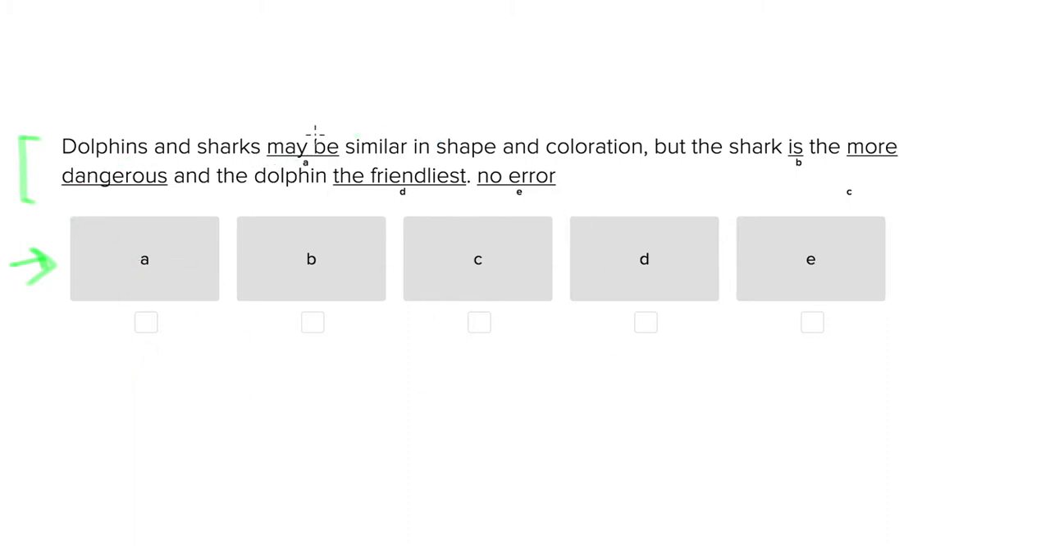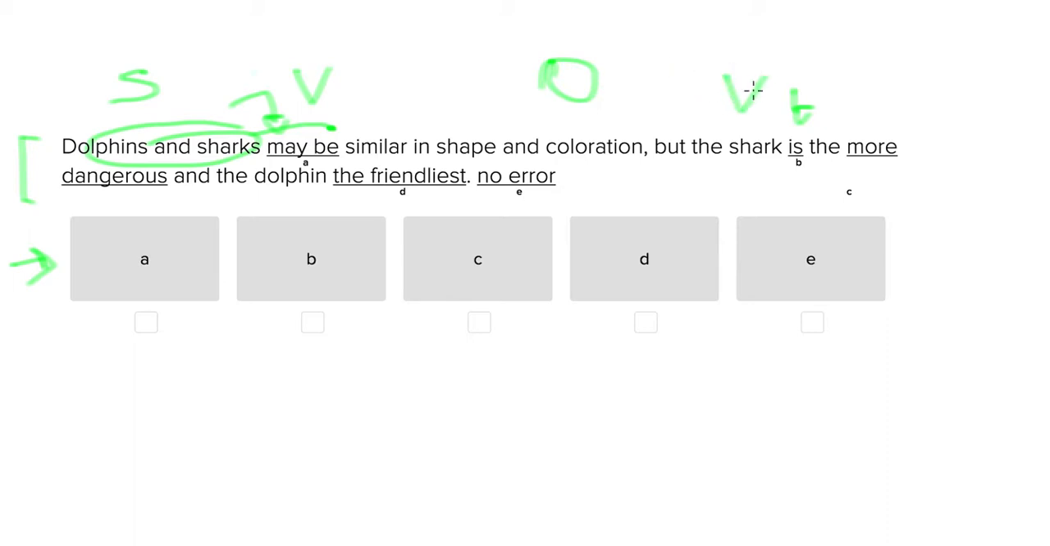Dolphins and sharks may be similar. That's fine. The may here is talking about dolphins and sharks, the subject of the sentence, and this is the verb portion of the sentence, that they may be similar in shape and coloration, then is going to be the object, so we're fine. But the shark is the more dangerous, so is fine here.